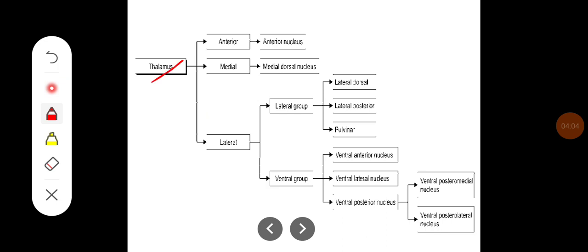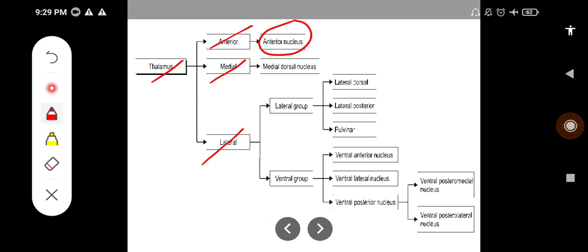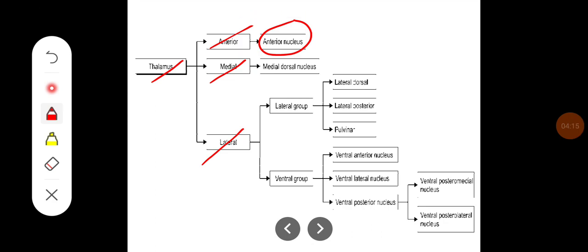So again, thalamus is divided into three important parts: anterior, medial, lateral. In the anterior, we have an anterior nucleus. In the medial, we have medial dorsal nucleus. The lateral is largely divided into lateral group and ventral group. In the lateral, you have lateral dorsal, lateral posterior, pulvinar nuclei, and in the ventral group, we have ventral anterior nucleus, ventral lateral nucleus, and ventral posterior nucleus. Ventral posterior nucleus is further divided into ventral posterior medial nucleus and ventral posterolateral nucleus.